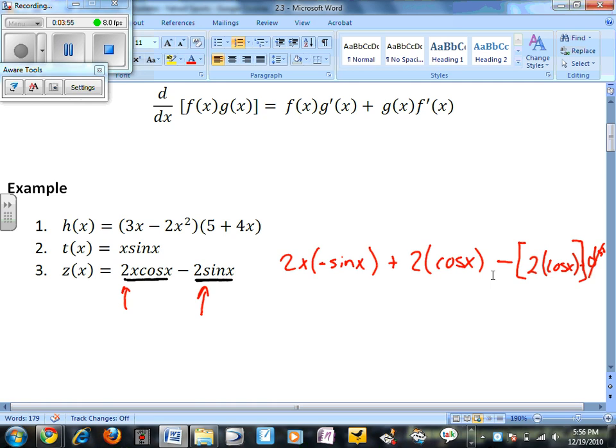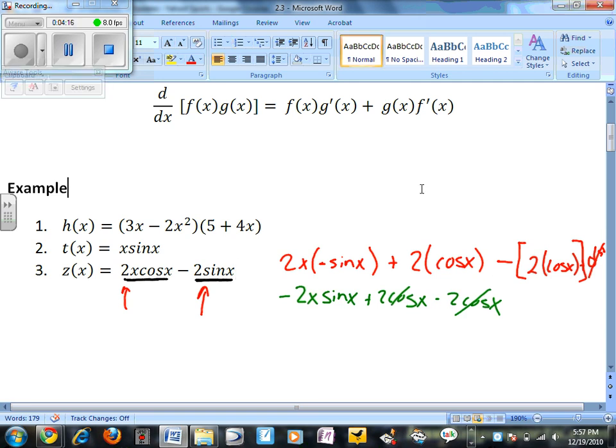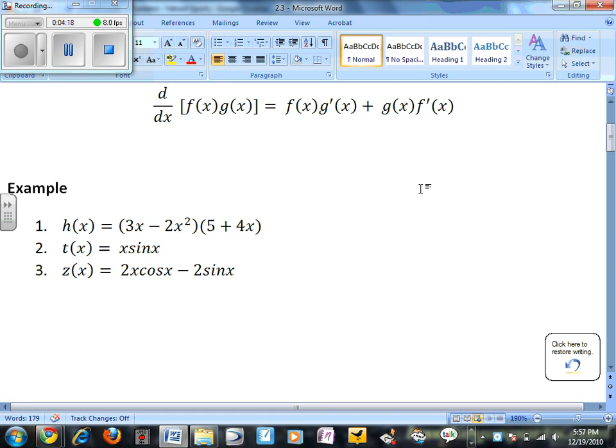But anyway, to clean this up a little bit for you, we'd have negative 2x sine of x plus 2 cosine x minus 2 cosine x. It just so happens that our cosine x's cancel out, right? So I did simplify a little bit for you there in that one. But there's the product rule. You leave the first one, take the derivative of the second one. Then you add it to leaving the second one and taking the derivative of the first one.